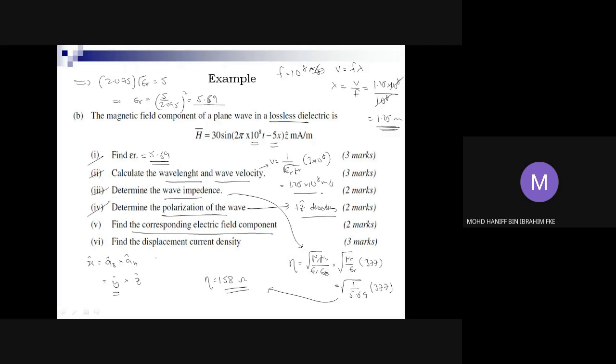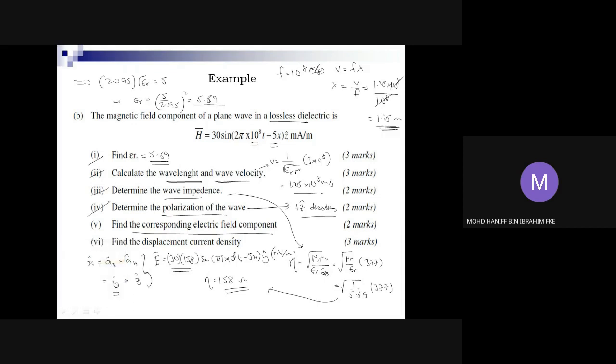And for the amplitude of the E field, we can write that the E field shall be equal to the H field amplitude, which is 30, multiplied with the impedance value, which is 158, times sine of 2 pi times 10 power of 8 t minus 5x, and the polarization direction for the E field should be in the Y direction, in millivolt per meter. Okay, how can we get this as the amplitude?